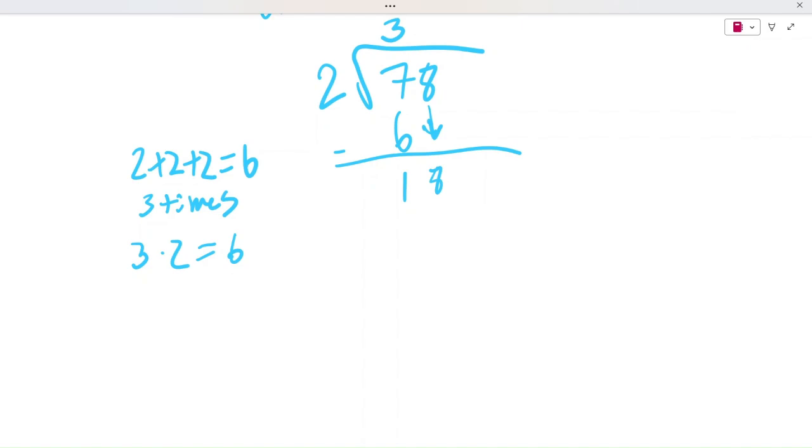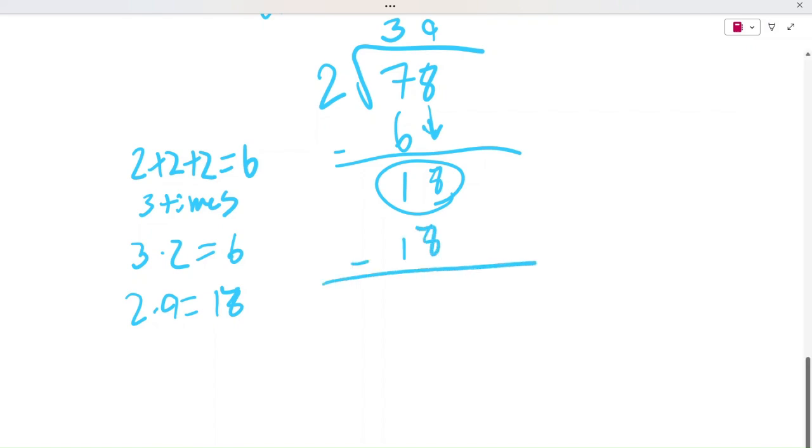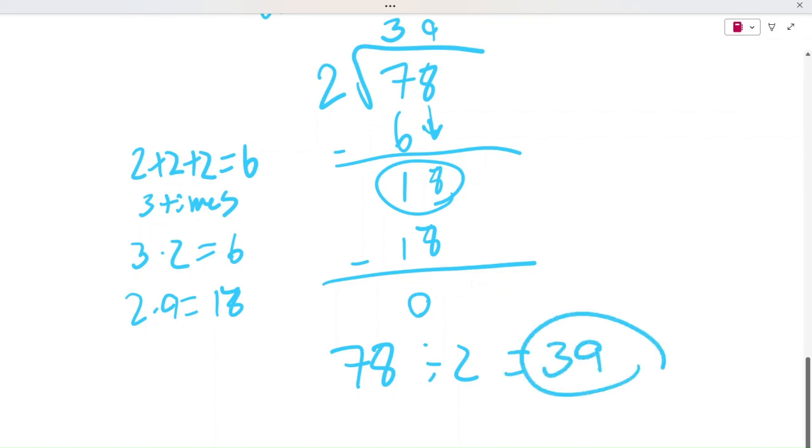So we have 2, and now we look at this whole number, 18. How many times can 2 go into 18? Well, we know 2 times 9 equals 18. So 2 can go into 18 9 times. Bring the 9 up top. 2 times 9 is 18. Subtract: 1 minus 1 is 0, 18 minus 18 is 0. So we have no remainder. So we could say 78 divided by 2 equals 39.